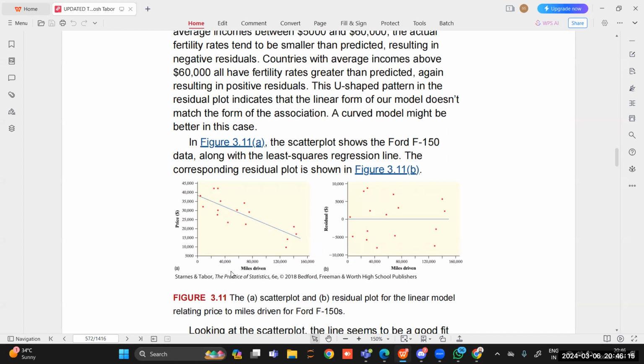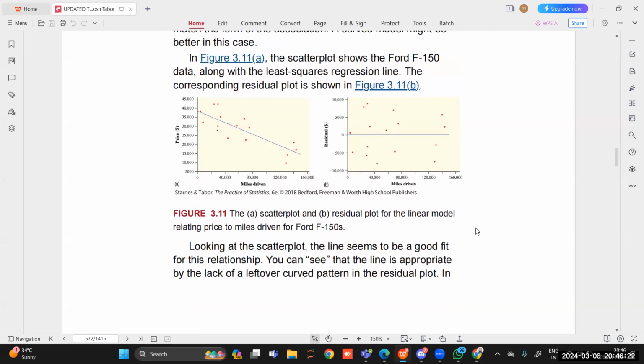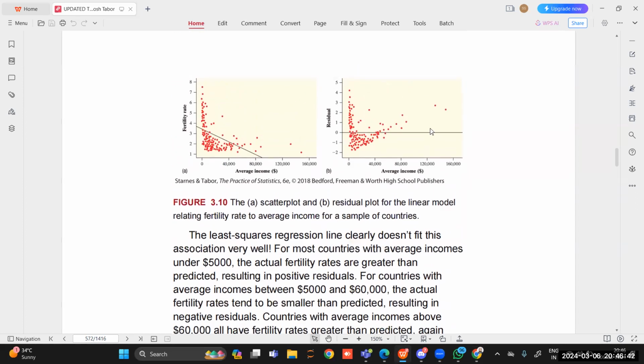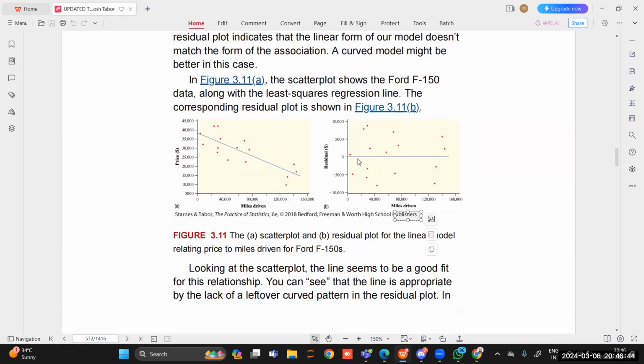See, in this also, miles driven and price. These are all the residuals, and this is the price. So now he's explaining. Look at the scatter plot. The line seems to be a good fit. This was the first line when we were plotting the scatter plot and the regression line, and this one is our residual plot. See, there is a difference between them, and this residual plot is exactly at zero. This line comes for the zero. Now we'll predict the things by this residual plot.